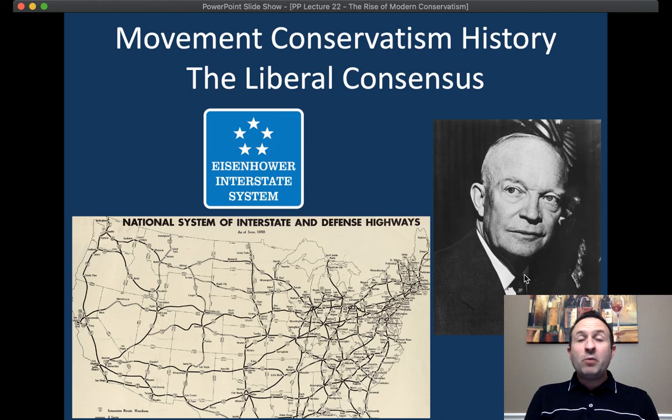even when Republican Dwight Eisenhower was elected in 1952, he even offered his own version of the New Deal, calling it the quote-unquote middle way. Now again, he's not a Democrat. He didn't want to expand the social safety net necessarily. But remember, he is a member of the liberal consensus. He promotes what he called the middle way. And he launched the largest public works project in history, the Eisenhower Interstate Highway System.